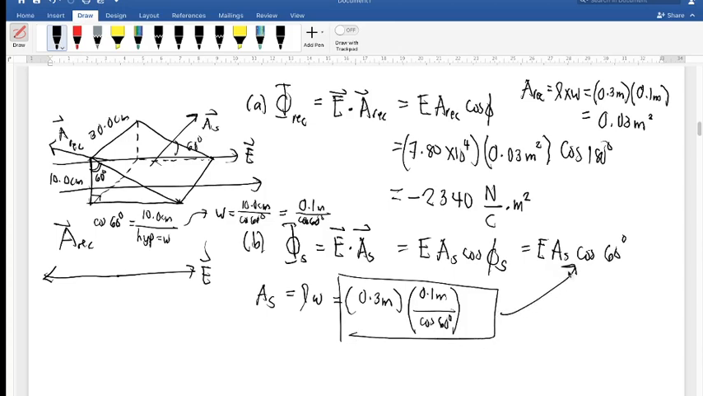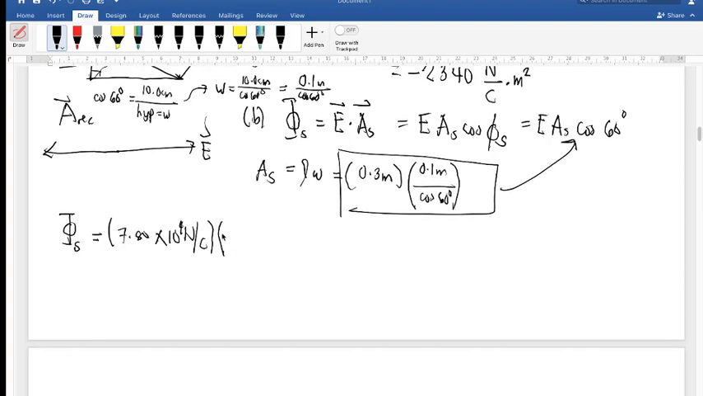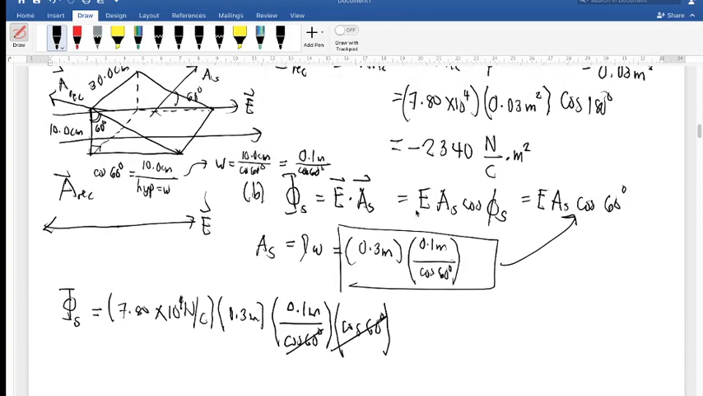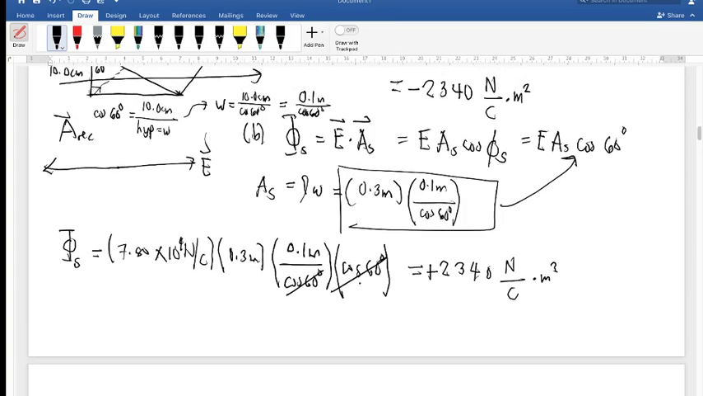So I will just replace the width with 0.1 meter divided by cosine of 60 degrees. So we have the flux through the slanted surface equal to the electric field magnitude of 7.80 times 10 raised to 4 Newton per coulomb, multiplied by the area of the slanted surface, which is 0.3 meters times 0.1 meter divided by cosine of 60 degrees, then multiplied again by cosine of 60 degrees. So cancel this out. We have the same value we got here, right? So it is still equal to 2,340 Newton per coulomb times meter squared, but this time it is positive, because the cosine of 60 cancels out.